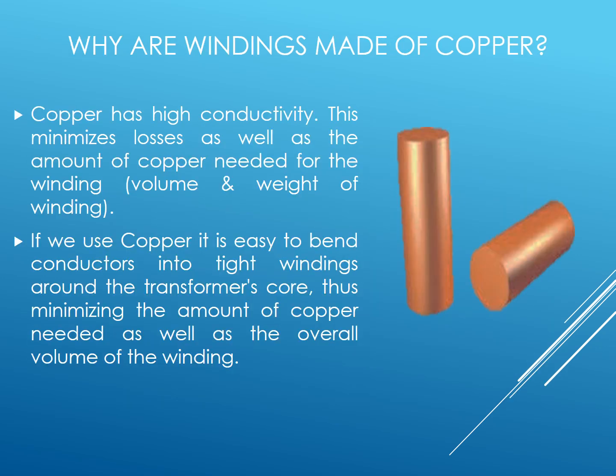These windings, either sandwich type or cylindrical type, are made of copper only. Reason is copper has high conductivity and easily we can bend it for winding, and this minimizes the losses. Also, copper requirement can be reduced compared to other materials.